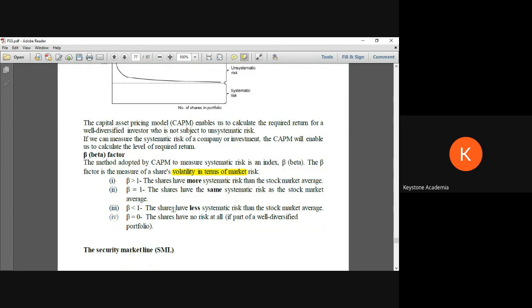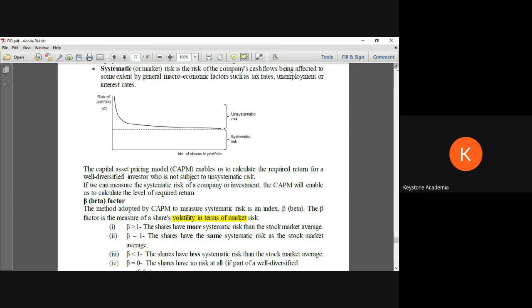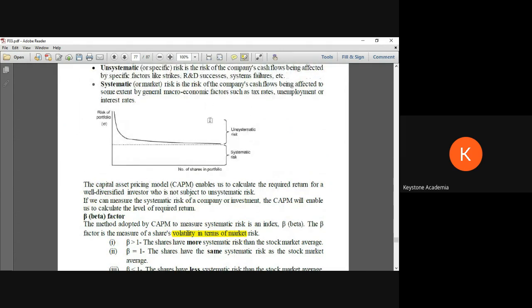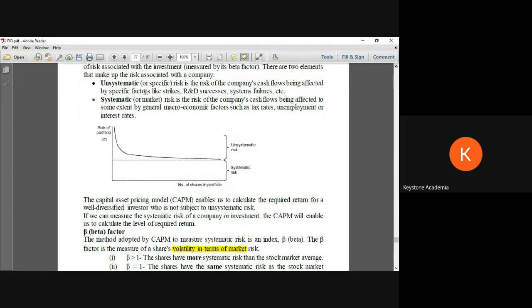If it is less than 1, we would have said it's less systematic risk. If it is 0, there is no risk. However, it's very rare that it will be 0, almost impossible. We are 27% more risk. So what is 27% more? Systematic risk. Imagine unsystematic risk, everything is taken care of. But systematic risk, we cannot do that.